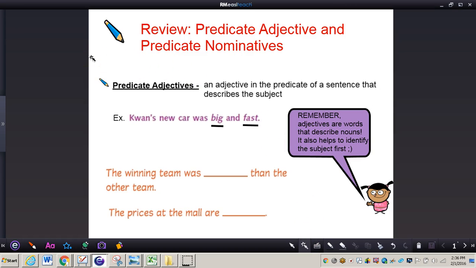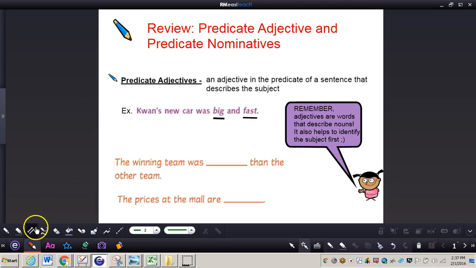First of all, it's an adjective in the predicate of a sentence that describes the subject. So we can see, for example, in this sentence, Kwan's new car was big and fast. So the subject was car, and the adjectives describing the car were big and fast. It's after the linking verb, so it's in the predicate, describing the car.